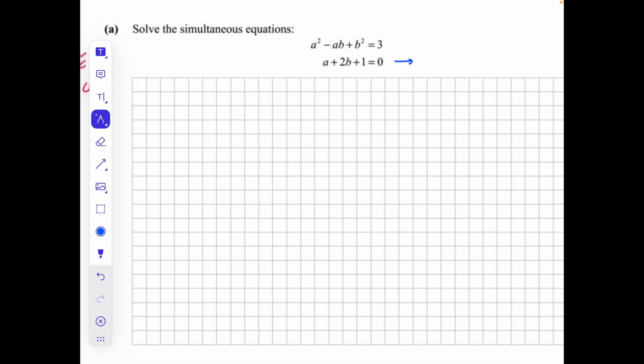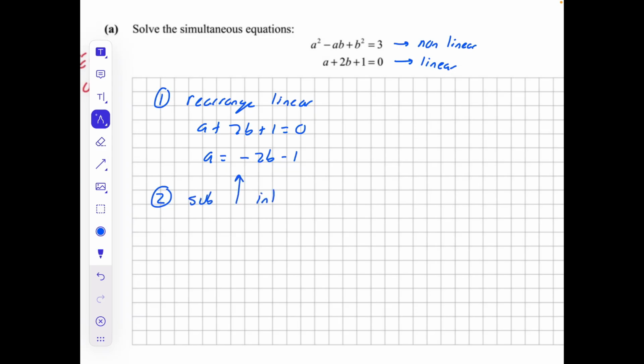So first things first, again, label our linear, which is the one without the squares or the ABs or anything. And then the top one then is my non-linear. Okay, so first step 1, we're going to rearrange linear. So it's currently a plus 2b plus 1 is equal to 0. I'm going to get a on its own. So a is equal to minus 2b minus 1.